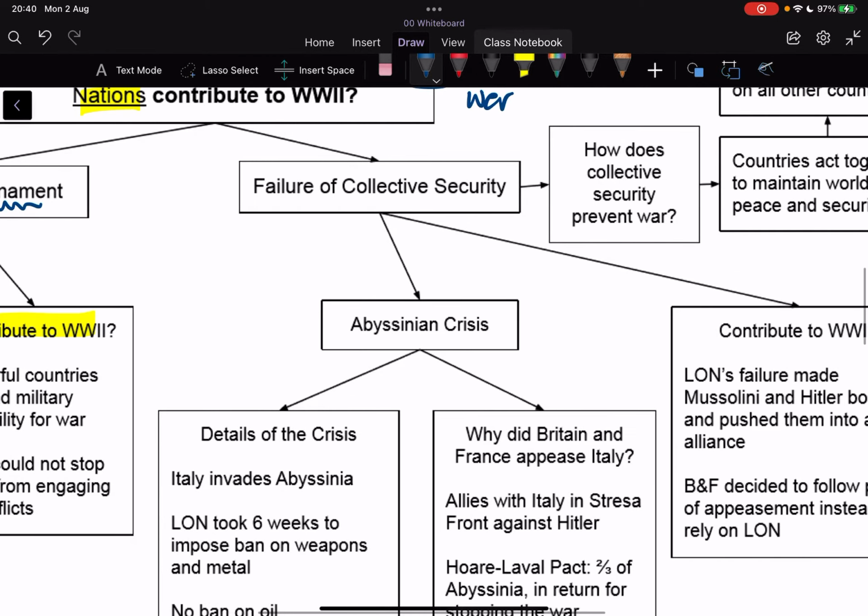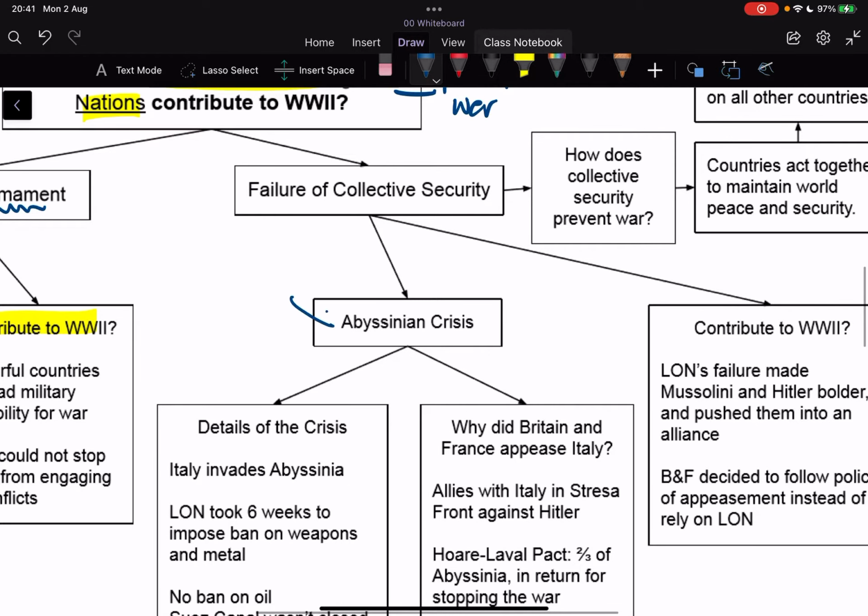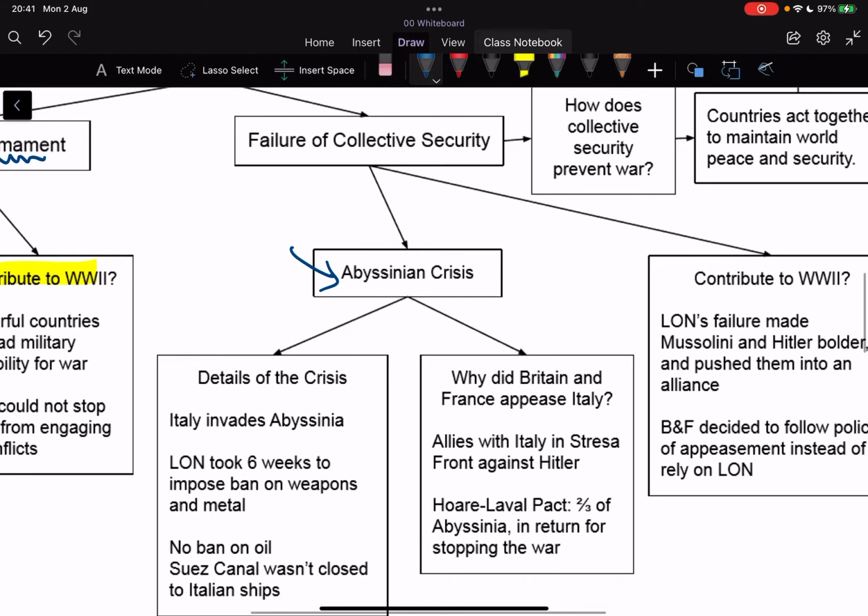The failure of collective security, we studied a case study, an example in the Abyssinian crisis. You're going to see another example on the Manchurian crisis when we study the outbreak of war in Asia Pacific. For this crisis, you need to be able to give some details of the crisis. Remember, we watched a video in class about the crisis, and you need to be able to explain why, despite the fact that Italy, a major member of the League of Nations, having flouted the rules, was not confronted by Britain and France.